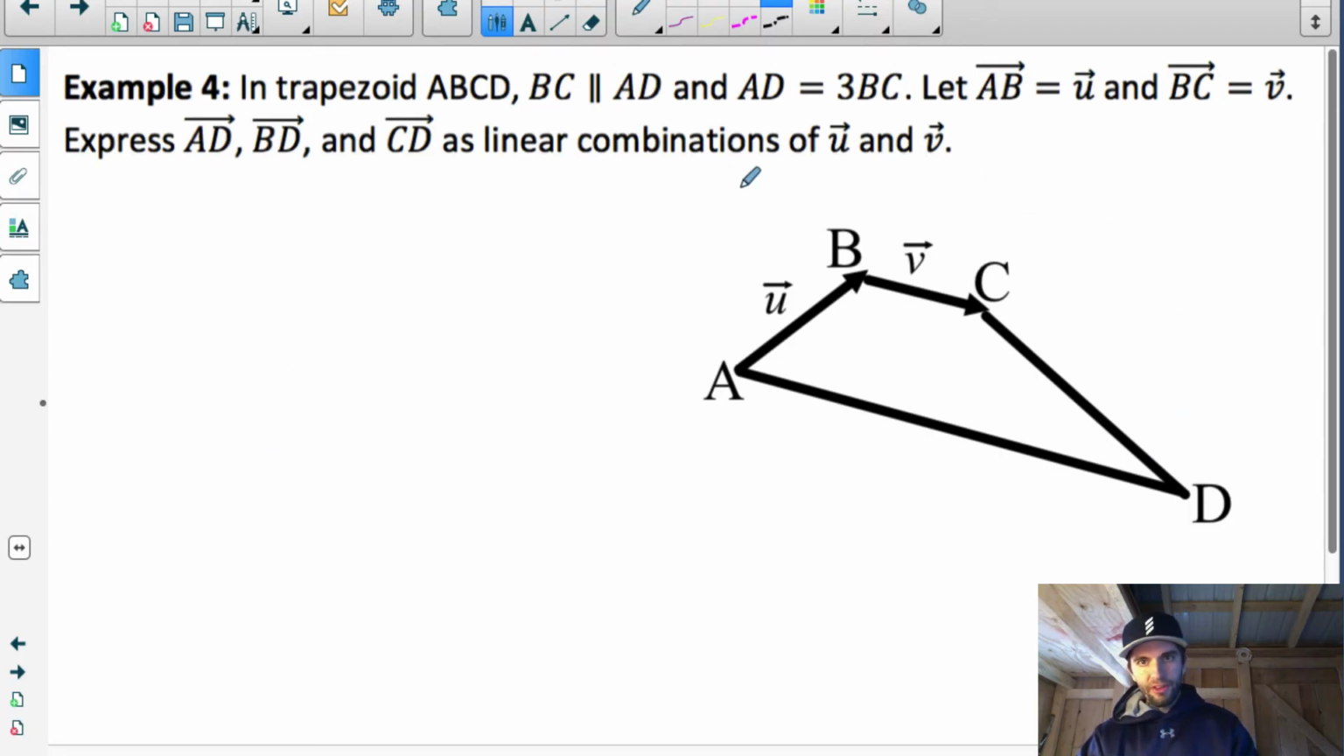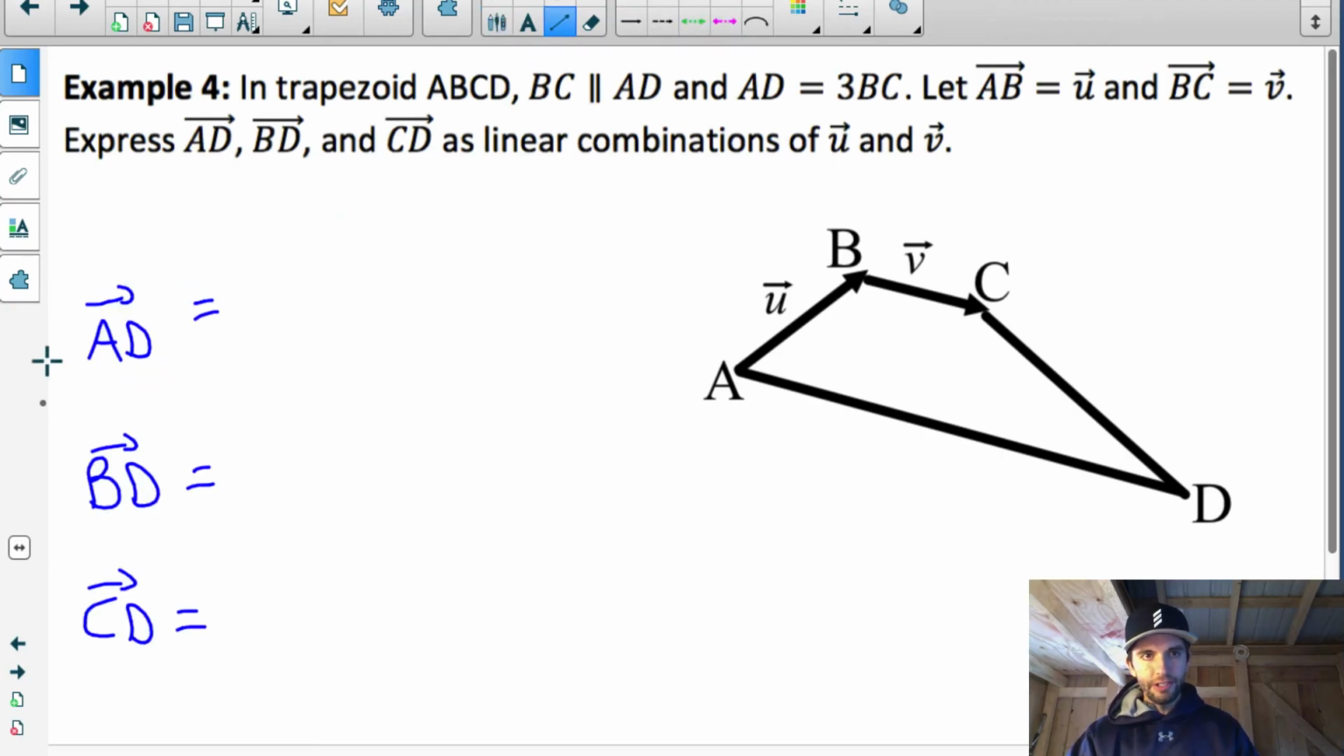Okay, this is probably the most important example we're going to do in this lesson. In this example, it tells us we have a trapezoid ABCD, where BC and AD are parallel. So these are parallel, that's important. And it says that this one is 3 times the length of that one. It also says let AB equal U, let BC equal V. Express AD, BD, and CD as linear combinations of U and V.